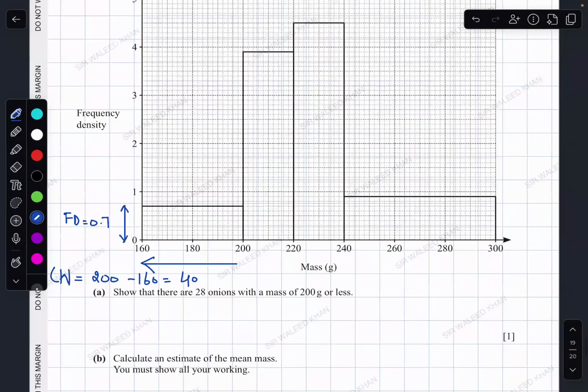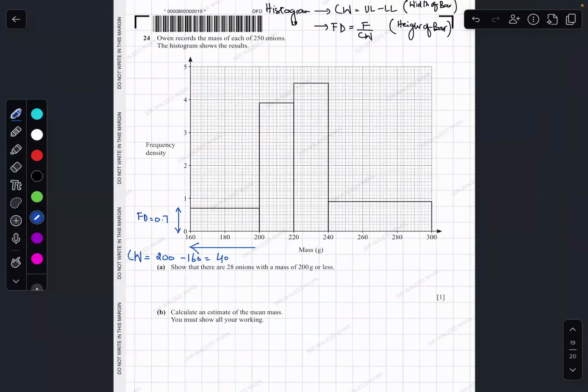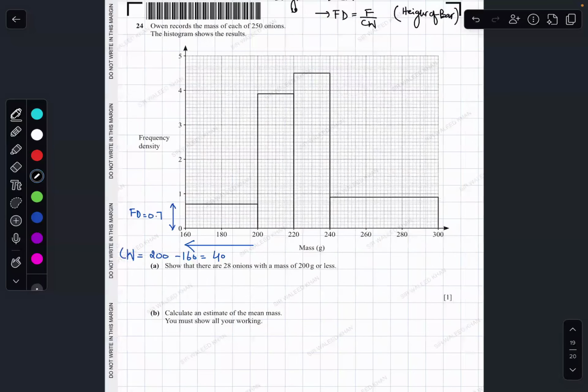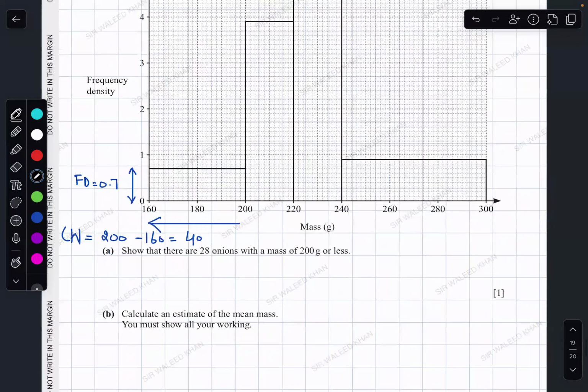I can use the formula to figure out the frequency. Frequency will tell us the number of onions. Frequency density is equal to frequency over class width. Rearrange it: frequency is equal to frequency density times class width. So frequency density is 0.7 times 40. We are getting 28. Right? So this was what you had to show.